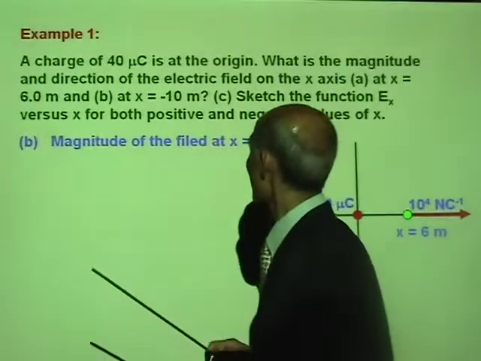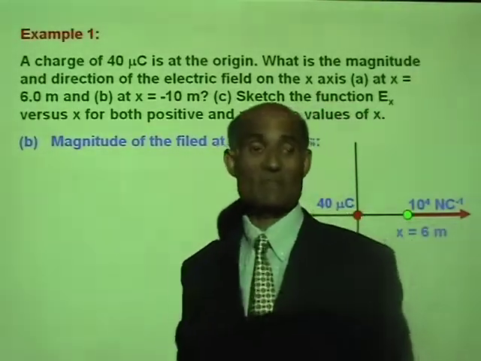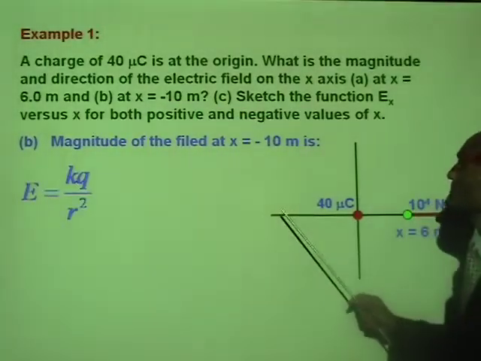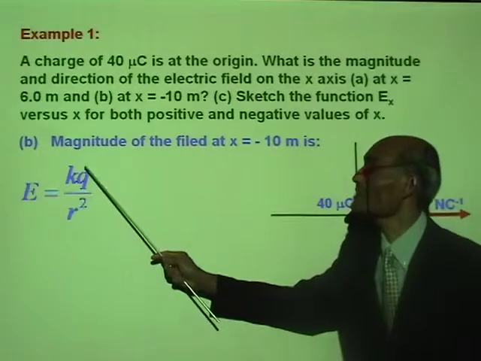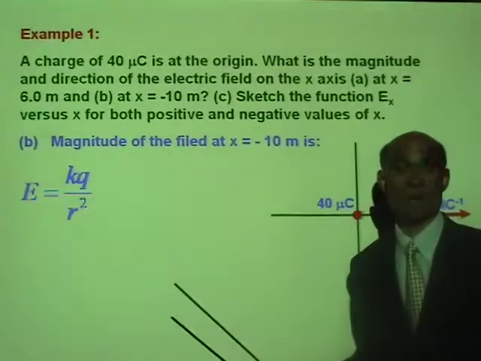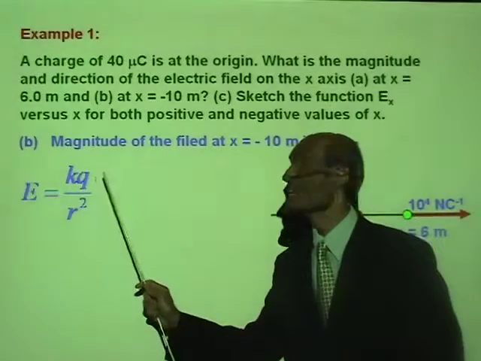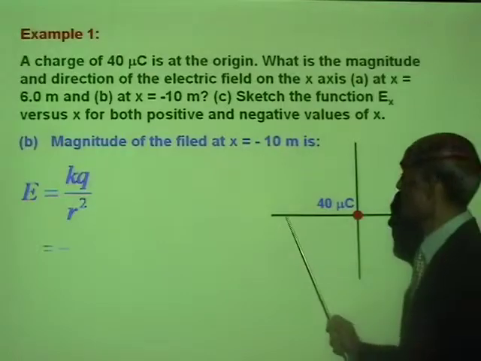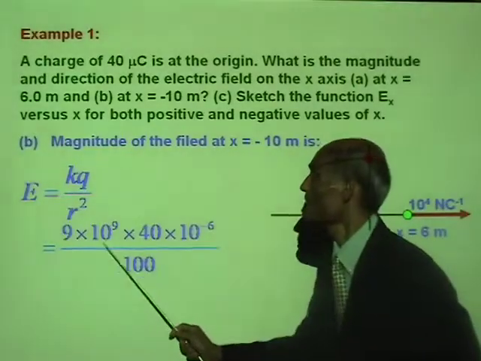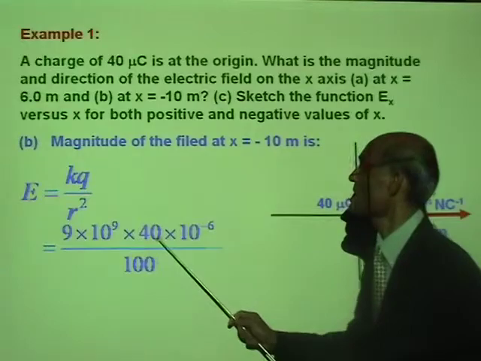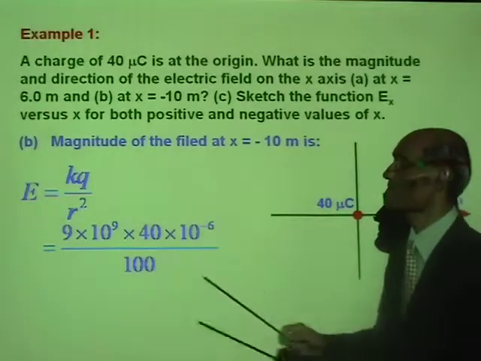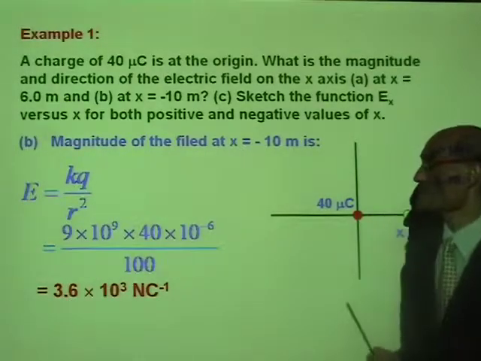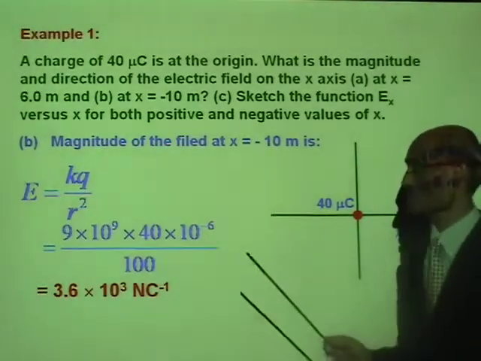Now, what is the magnitude of the field at x equal to negative 10 meter? Where is x equal to negative 10? Let's mark that. E will be equal to kq over r squared. The only difference here is now r equal to 10 meters. Is that right? Alright. Now, use your values. That will be 9 times 10 to the 9 times 40 times 10 to the negative 6 over 100. That is 3.6 times 10 to the 3 Newton per coulomb.